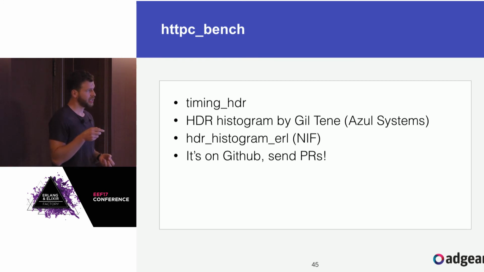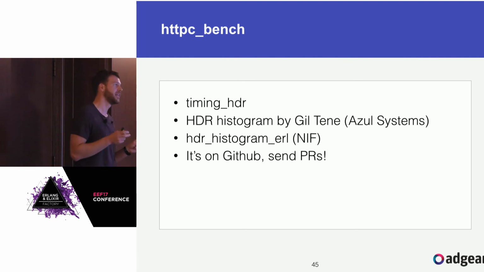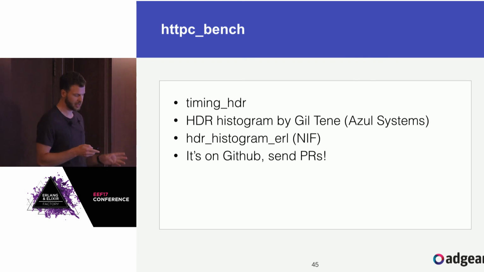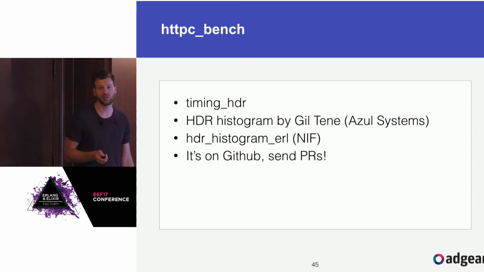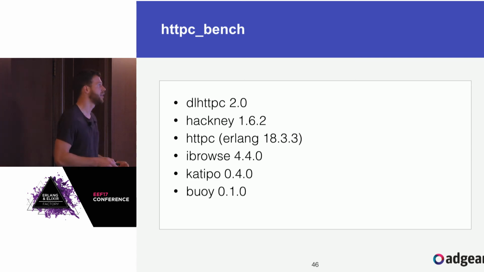This is actually one of the only ways I found to do a scientific histogram. It's really hard to get it right. I trust that the science, or the stats behind it, are right. And so far, I haven't found anything that proved it wrong. This suite is on GitHub. If you have an HTTP client or you think you can improve the results of another client, feel free to send a pull request. I really want it to be as representative as possible for HTTP clients.